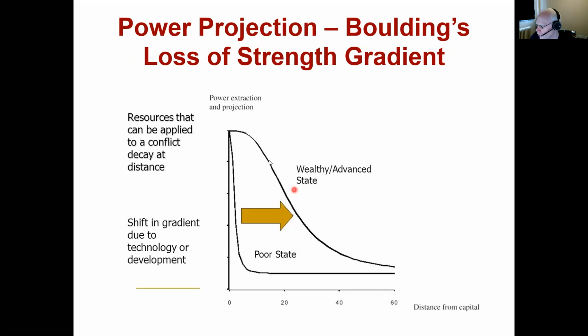Now, here, if you look at the lines, we've got wealthy advanced states and poor states, right? There's always a decline for wealthy and advanced states and for poor states, but there's less of a decline for wealthy and advanced states. And here we see there's a shift in the gradient due to technology or development, right? Think about before we had large planes that could transport equipment. How much more difficult it would have been to project power when you could only rely on sea power to support, which is much slower.